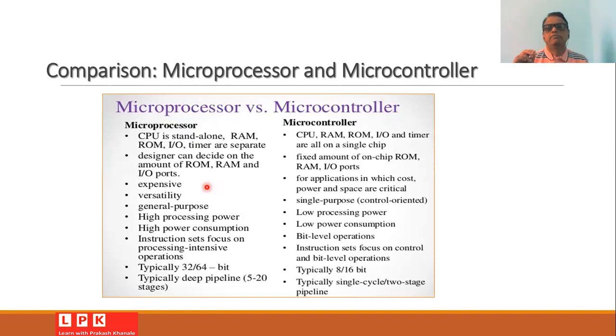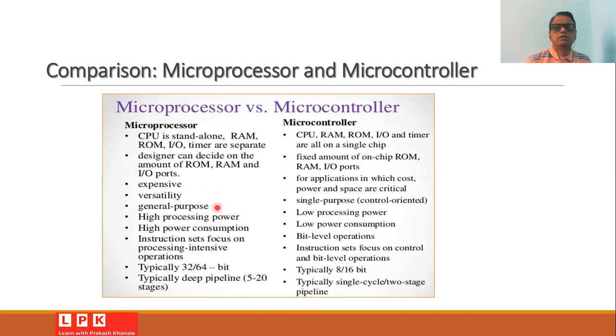Microprocessors are comparatively expensive, and microcontrollers are designed for specific applications, and therefore the cost, power, and space are saved whenever one goes for designing with a microcontroller. A microprocessor, one can say, is a versatile device, while a microcontroller is not a versatile device. It is a single purpose, or application oriented device.